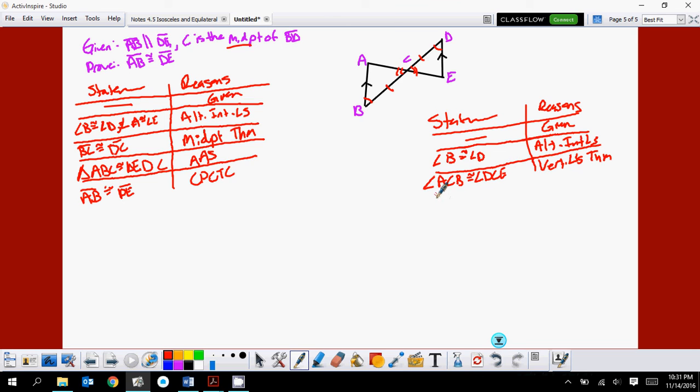Now, I was also given in my proof here that I've got a midpoint, so I still got to use midpoint theorem. You notice that stays the same here, okay? Forgot to put or because you got 2 different proofs here. So I've still got BC congruent to DC.